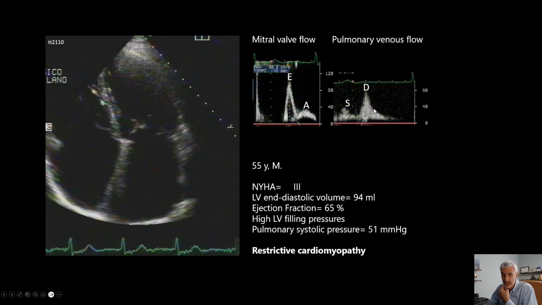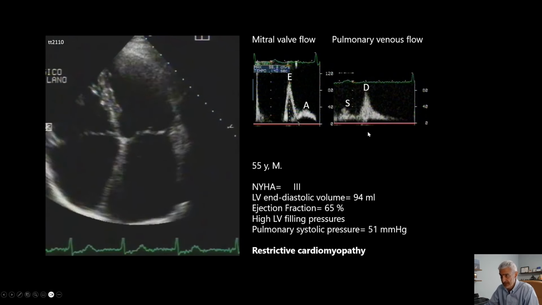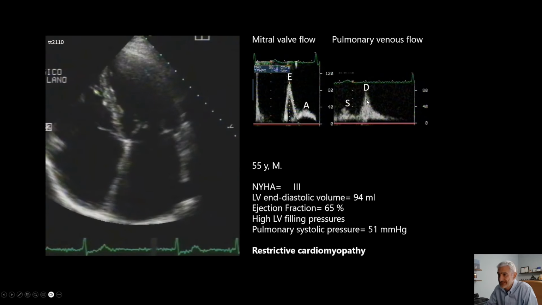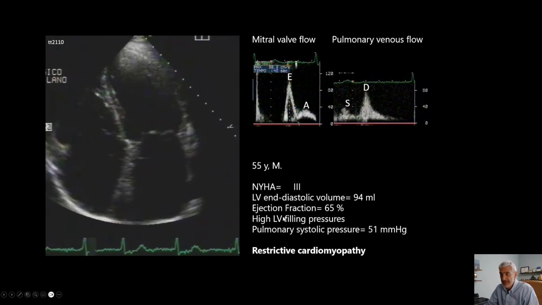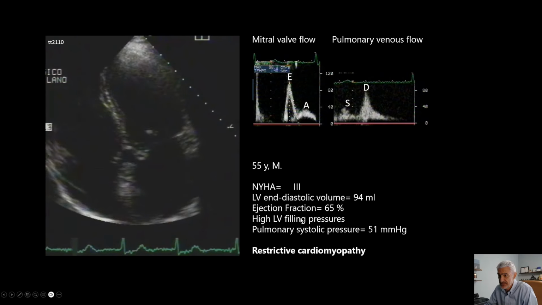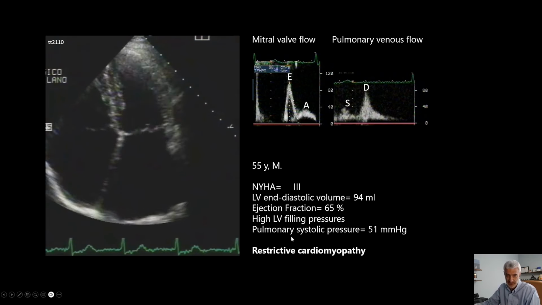And on the left, we have another typical tracing, the pulse Doppler pulmonary venous flow, with a very small systolic wave, which is consistent with the dilated atria and high pressures in the atrium, and a high peaking diastolic wave, which is simultaneous with the transmitral E wave. This allows us to diagnose high filling pressures and a restrictive cardiomyopathy.